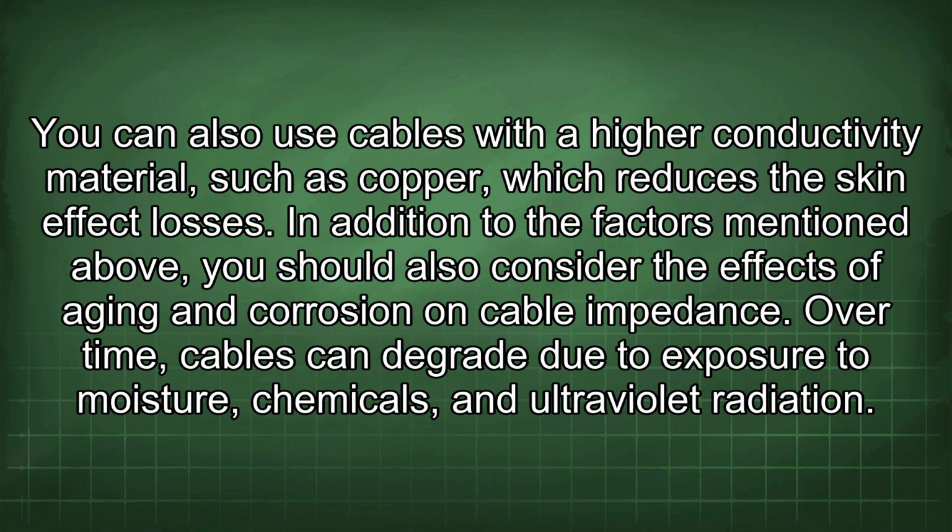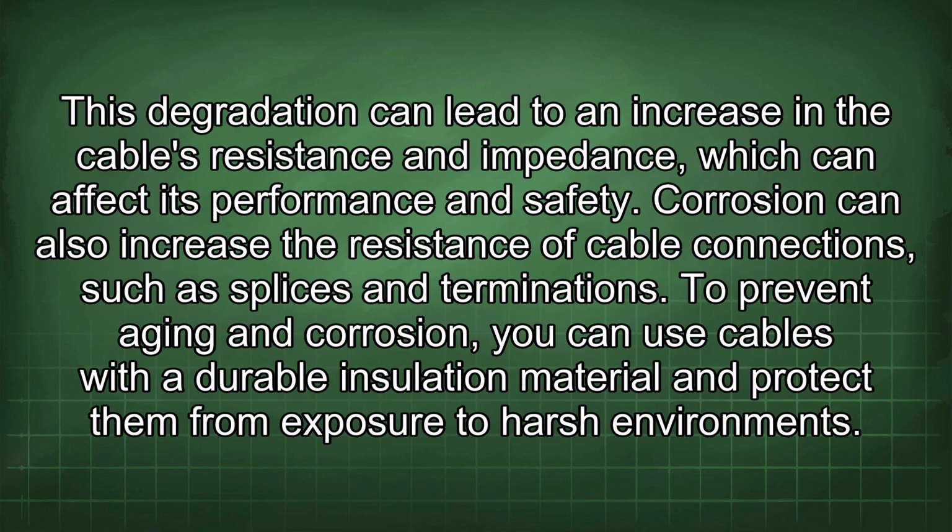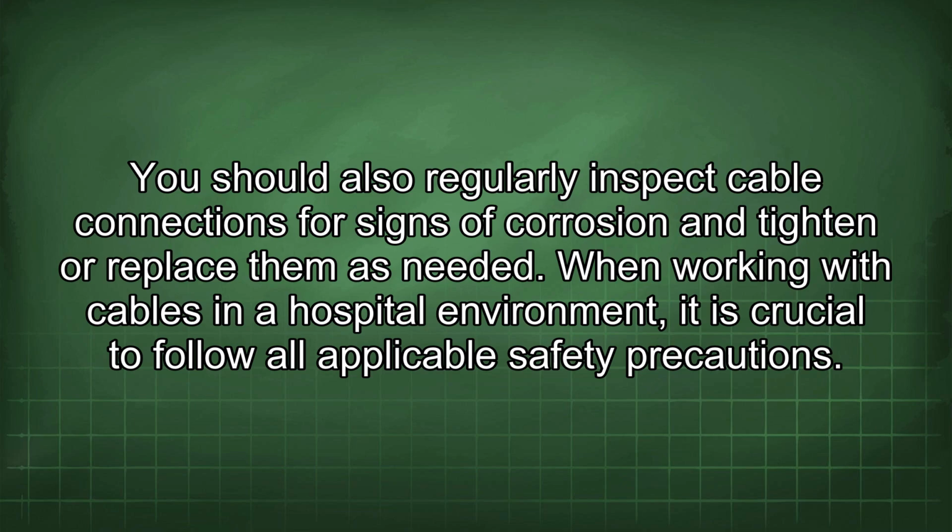In addition to the factors mentioned above, you should also consider the effects of aging and corrosion on cable impedance. Over time, cables can degrade due to exposure to moisture, chemicals, and ultraviolet radiation. This degradation can lead to an increase in the cable's resistance and impedance, which can affect its performance and safety. Corrosion can also increase the resistance of cable connections, such as splices and terminations. To prevent aging and corrosion, you can use cables with a durable insulation material and protect them from exposure to harsh environments. You should also regularly inspect cable connections for signs of corrosion and tighten or replace them as needed.